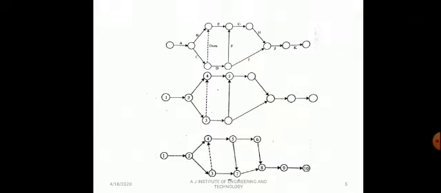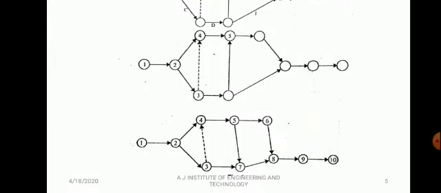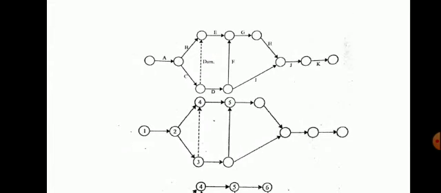The head of an arrow should always have a higher number than the one assigned to the tail of the arrow. We can observe here 1, 2, 3, 4, 5, 6, 7, 8, top to bottom, then 9 and 10. So the last event, and the activities, including the dummy activity.